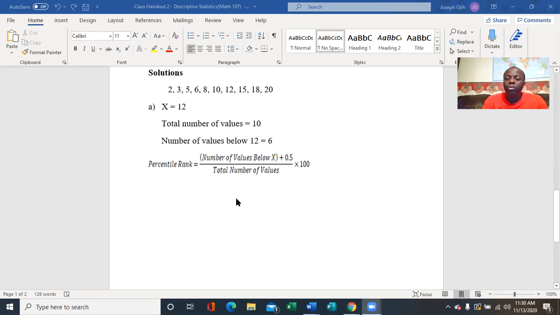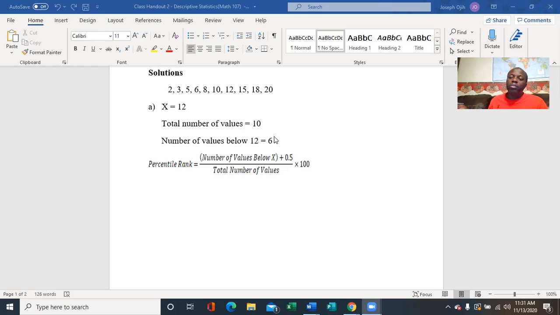And let's put it together. I'm going to write it on paper, show you how to type it in, and then we do the computations. So percentile rank becomes number of values below x, which is 6 of them. So we'll write 6 plus 0.5. I'll write it on paper and then transfer it so you can see it on the screen. So just be patient a little bit. Divided by total number of values, which is 10, times 100.